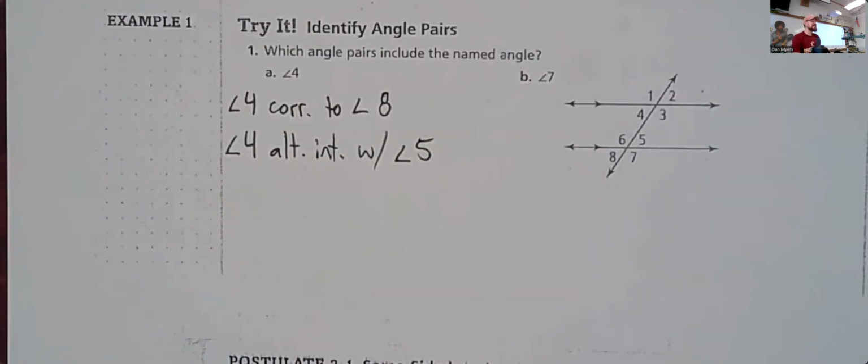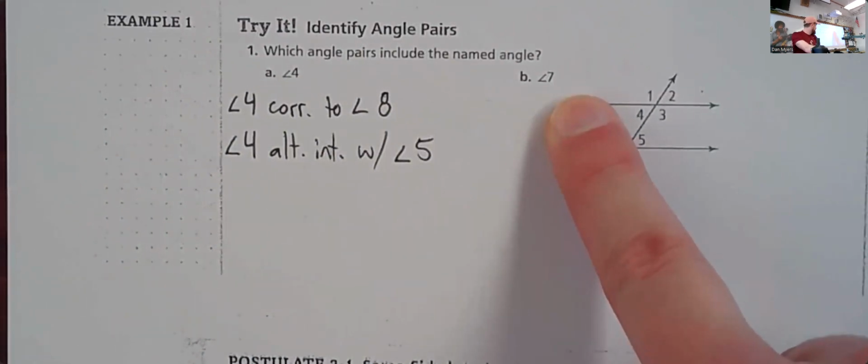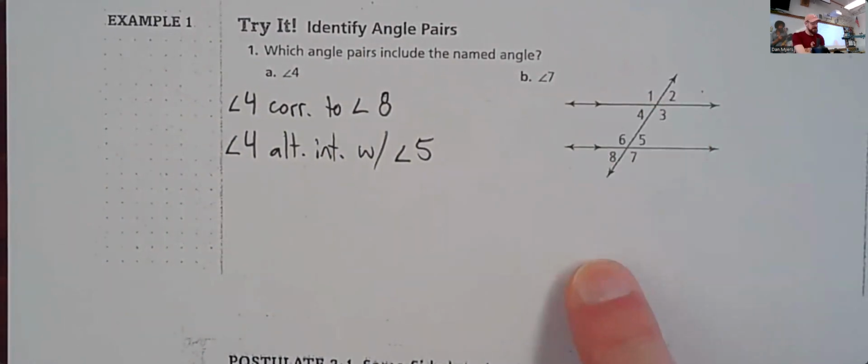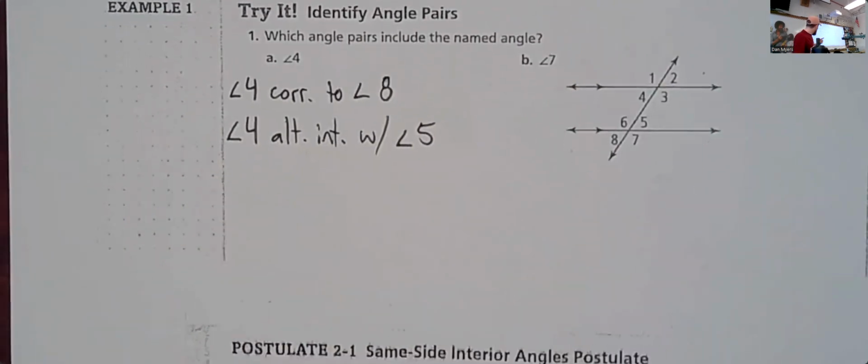Are there any questions about that before I have you do B on your own? And I would say with B, write that down here because I don't know why they put something right so close to the diagram. Write your answer for B down below here. But angle 4 corresponds to angle 8, and angle 4 is alternate interior with angle 5.